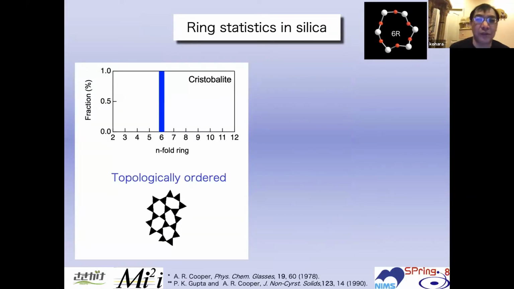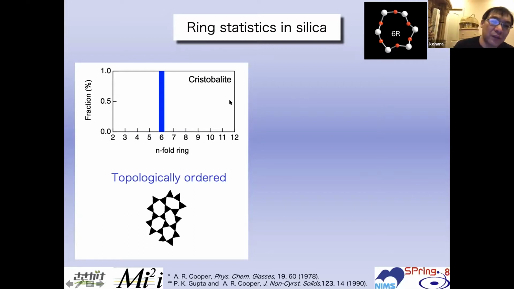And this slide shows ring statistics. In this analysis, we define a 6-fold ring as consisting of 6 tetrahedra, because this is silicon. Because the silicon-oxygen-silicon bond angle is nearly linear, not 180 but more than 140, it looks like linear. So we call this configuration a 6-fold ring.